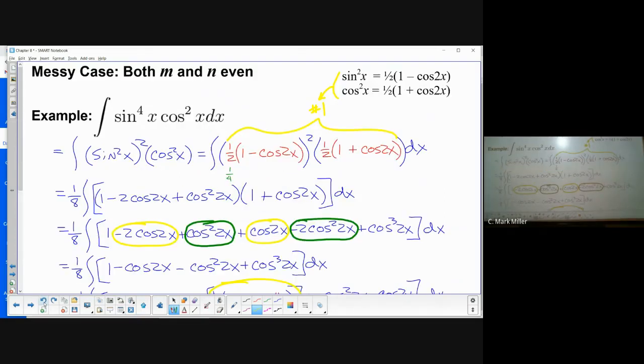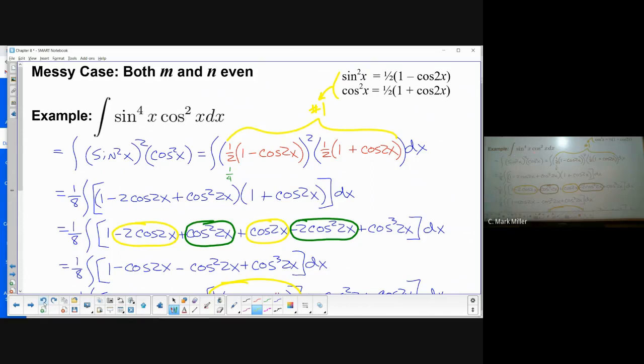strategy there. Here, we have a messy case. That was the easy case we just did. If one of them is odd, you peel off one of the odd ones, make it even. Off to the side, convert everything else to the other trig function. And so you have that trig function to powers times its derivative that you peeled off.